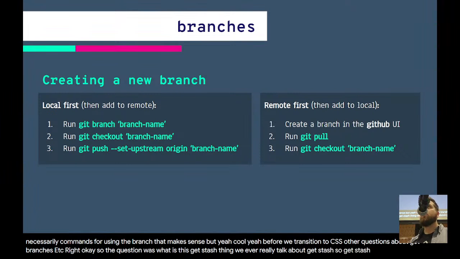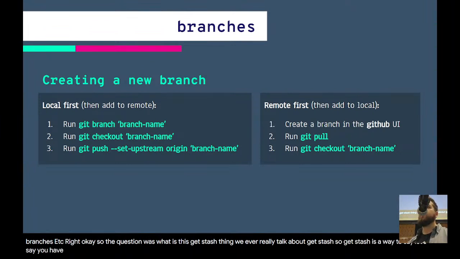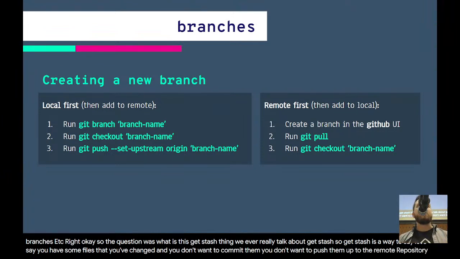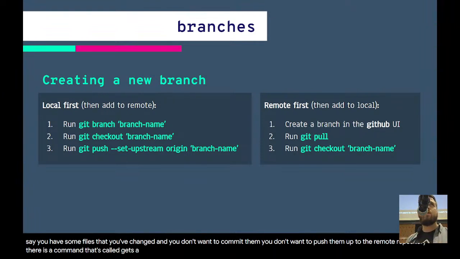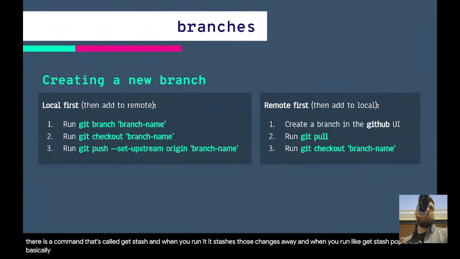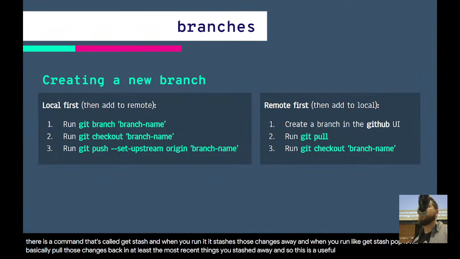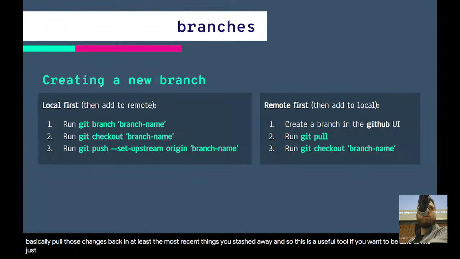Git stash is a way to say, let's say you have some files that you've changed, and you don't want to commit them. You don't want to push them up to the remote repository. There is a command called git stash, and when you run it, it stashes those changes away. And when you run git stash pop, it will basically pull those changes back in, at least the most recent thing that you stashed away. This is a useful tool if you want to temporarily hide a change that you did, or stash a change away.